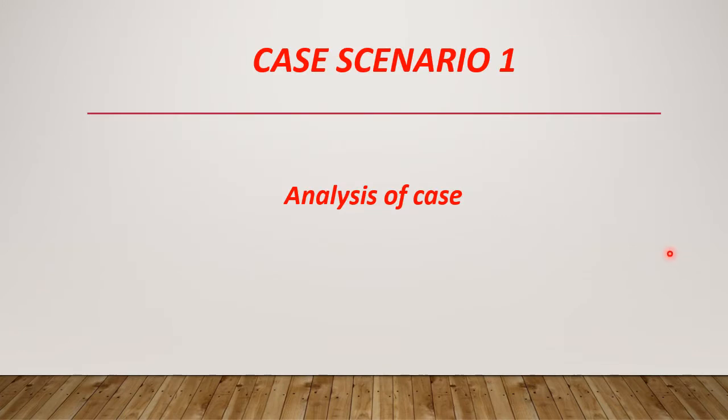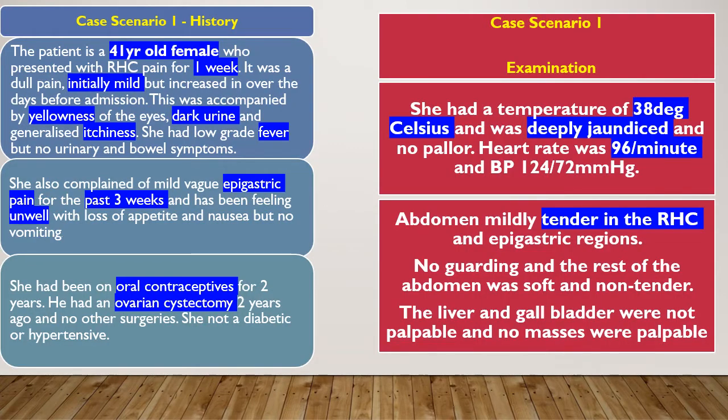Now we come to the analysis of the case. This is the same thing that I showed you just now, but here I've highlighted the important points in the history and the physical examination in blue. So the important things in the history: the patient is a female, 41 years old. The 1 week history of right hypochondrial pain. The pain, dull ache in nature, initially mild but increased over the period of days before the admission.